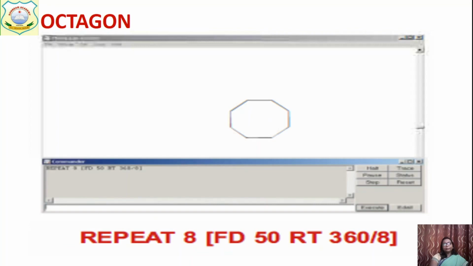Now octagon: for an octagon we have repeat 8, because an octagon has 8 sides. And FD, you can take 50 or 100, whatever you want, 60, 80. And RT 360 divided by 8, where 8 is the number of sides.